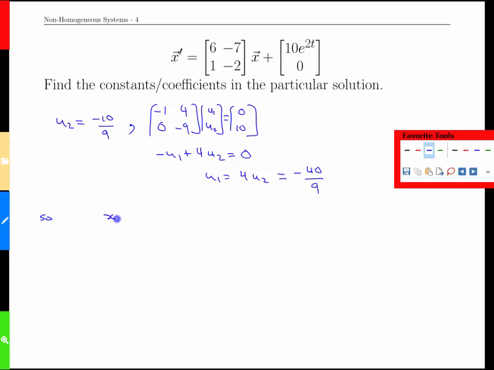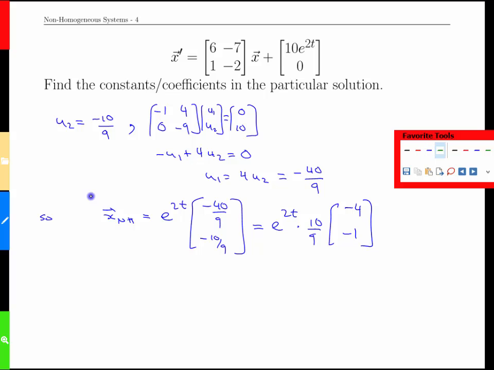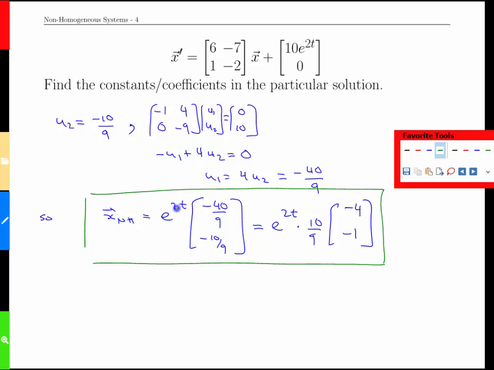So what we get is our non-homogeneous solution is equal to the differential family we said was e to the 2t, so we'll have an e to the 2t, but the particular vector that goes with that, the undetermined coefficient, is going to be u1, negative 40 over 9, and u2, negative 10 over 9, or if we want to tidy that a bit more, we can say e to the 2t times 10 ninths and negative 4, negative 1. And that is the method of undetermined coefficients for matrix forms of first-order systems.